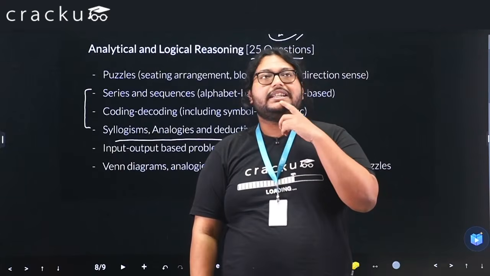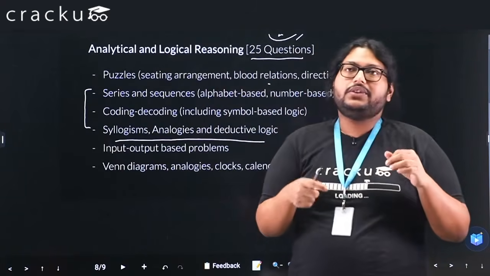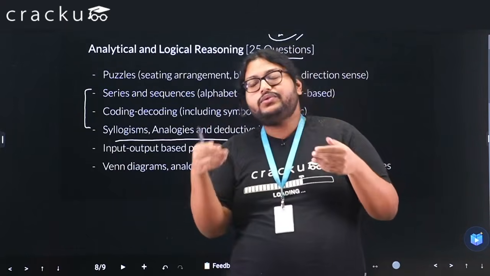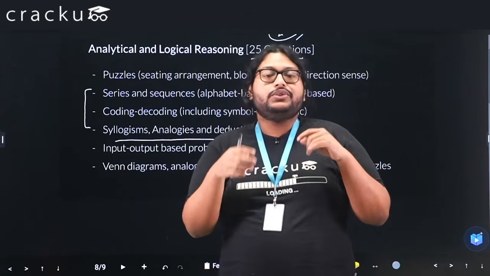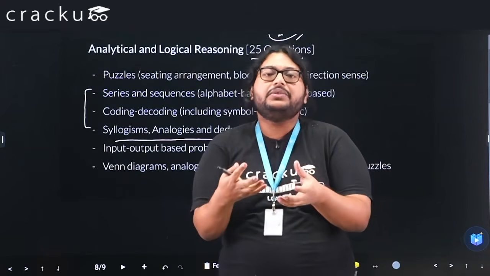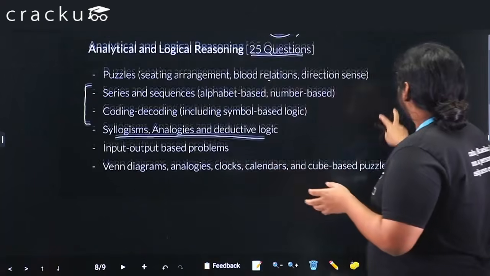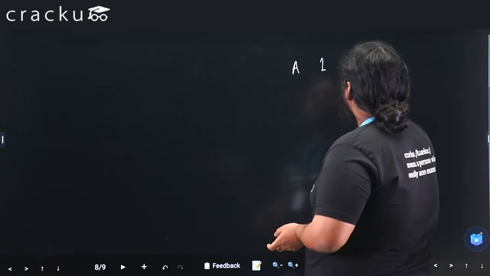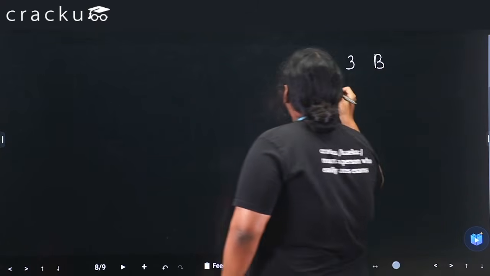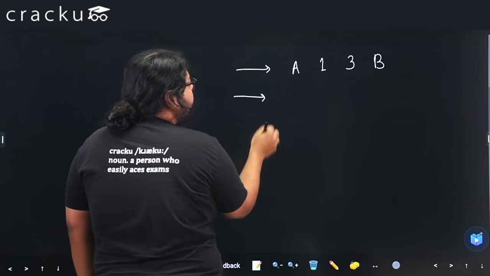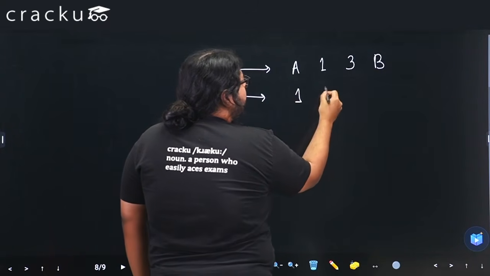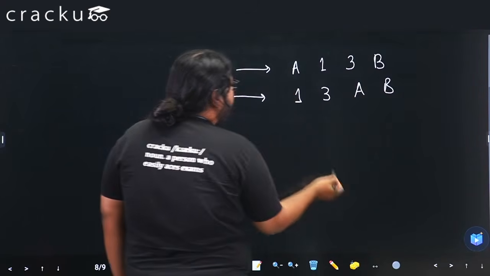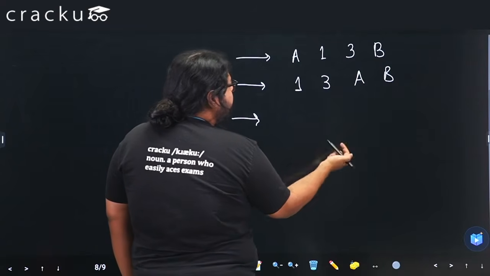We can have something called input-output problems. Input-output problems is like they'll give you a sequence. They'll give you, we entered this in a system and we got something else, and they'll give you 3 or 4 intermediate steps also. You'll basically have to figure out what is the machine doing. And if I have something like I enter A1 3B in the machine, right? And in the first step they are giving us the output to be 1 3 AB. In the next step they are giving us the output.